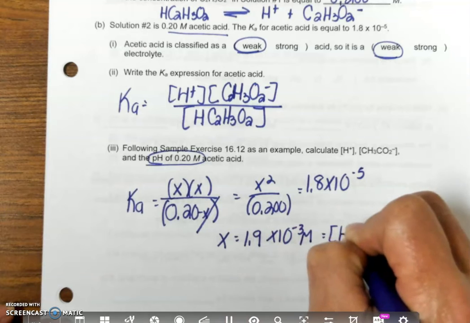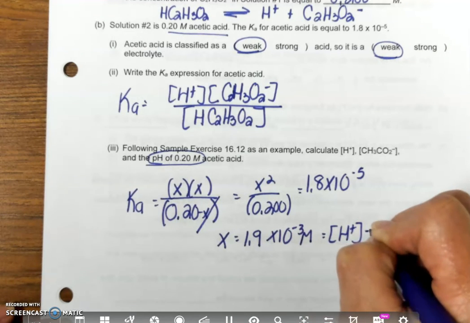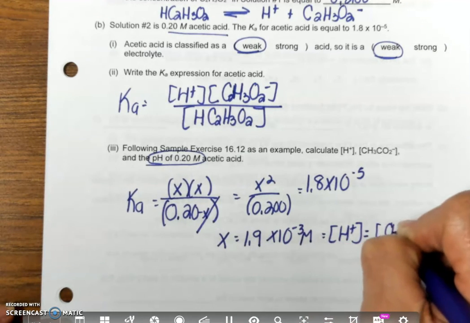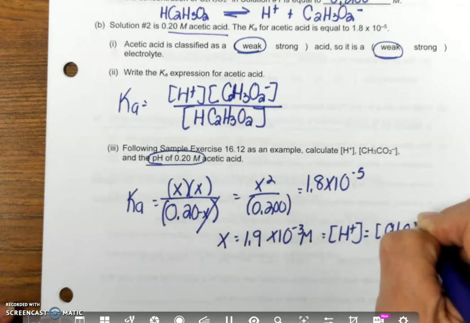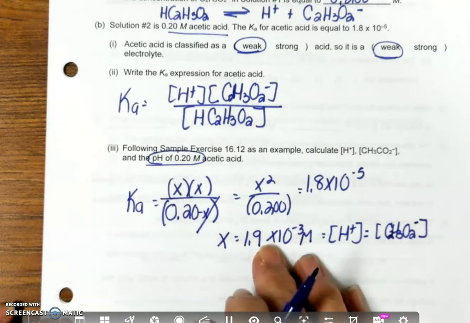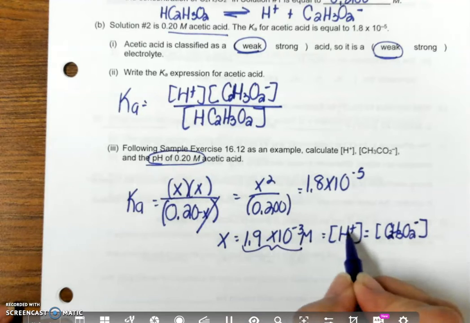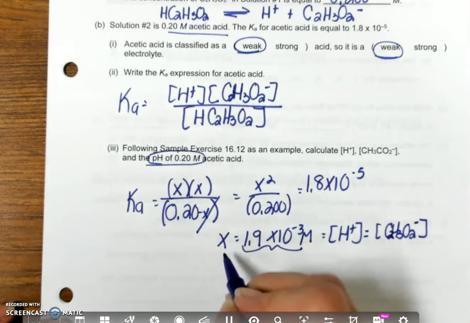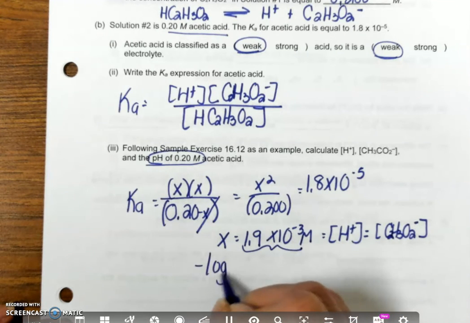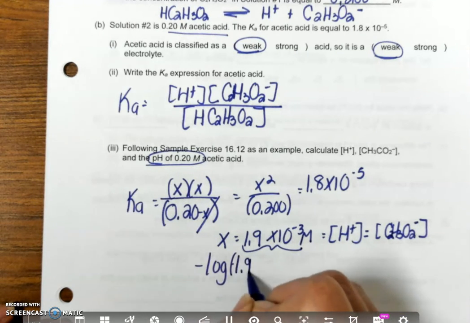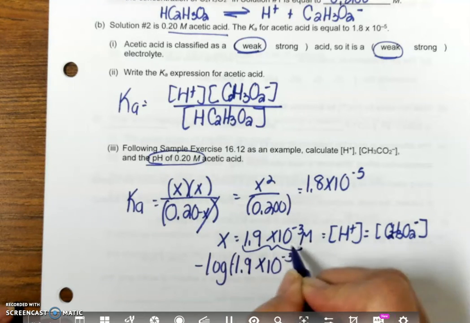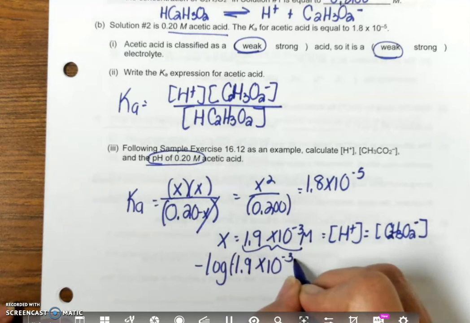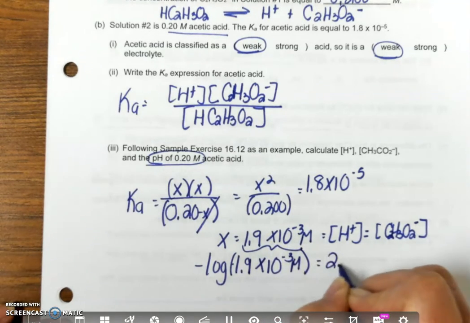And that is the hydrogen ion concentration and my acetate ion, C2H3O2 minus, concentration. All of those are equal to this. So if I want to find my pH, I just take the negative log of 1.9 times 10 to the minus 3 molar, and that is equal to 2.72.